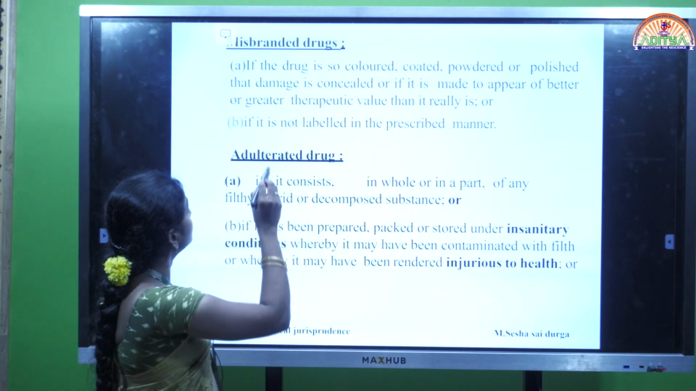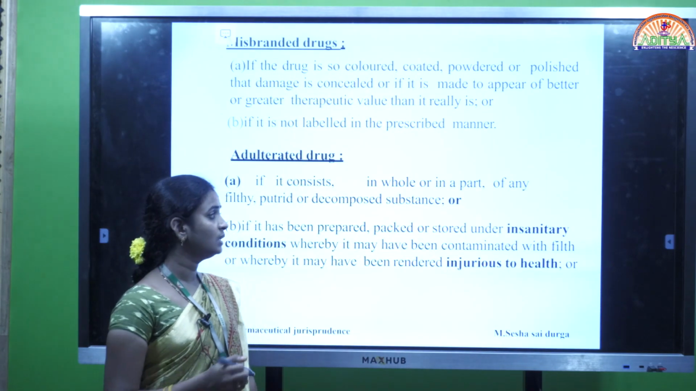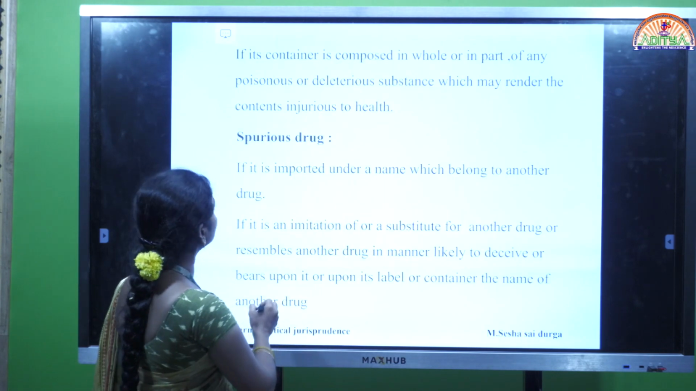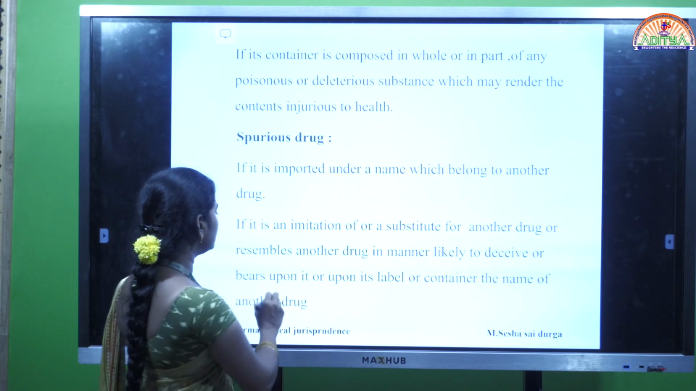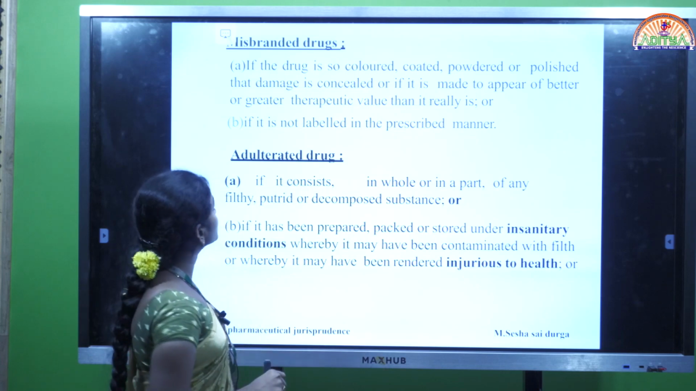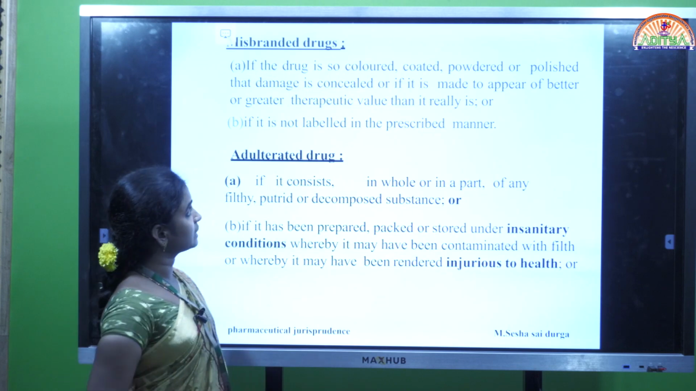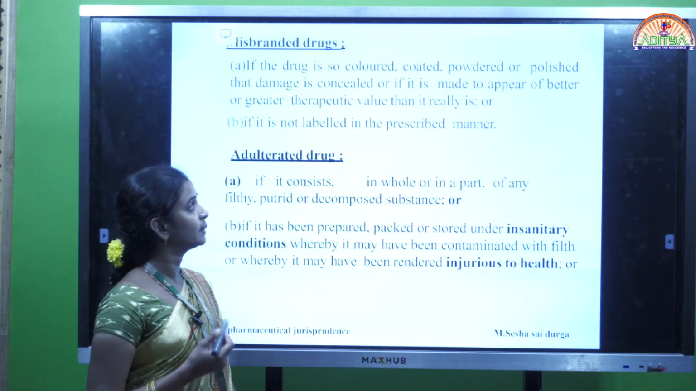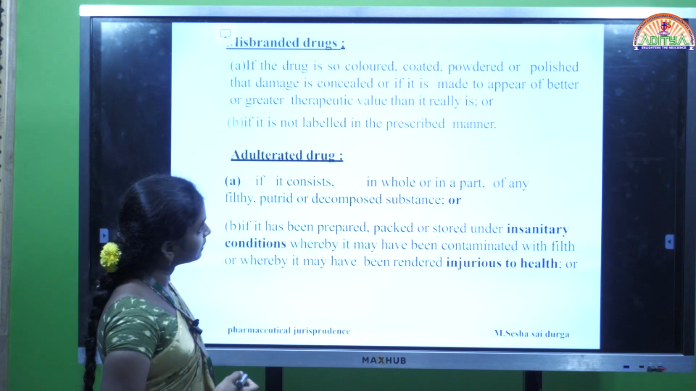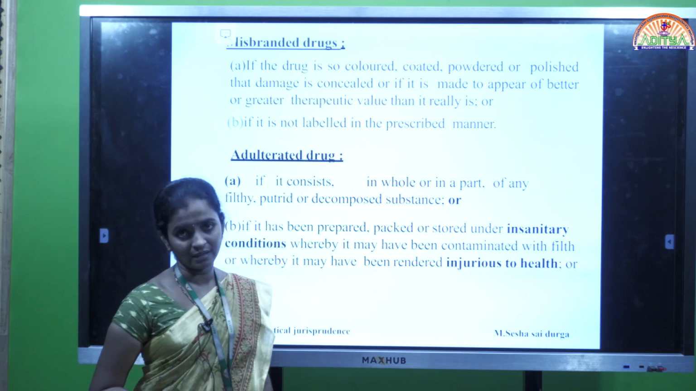Next one is misbranded drug and adulterated drug. See here, actually we have substandard drug, misbranded drug and adulterated drug. All the three definitions have a similar meaning, but there are some little modifications. So first one, misbranded drug. If the drug is so colored, coated or powdered or polished that the damage is concealed, or if it is made to appear of a better or greater therapeutic value than it really is.